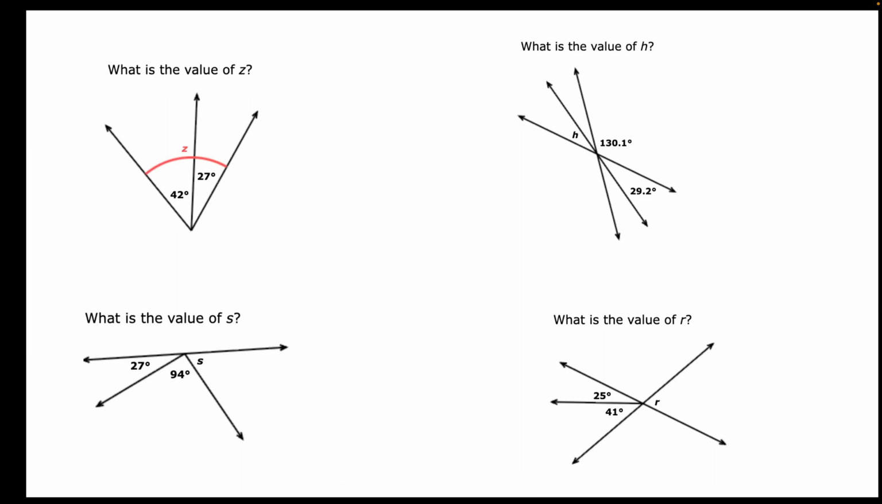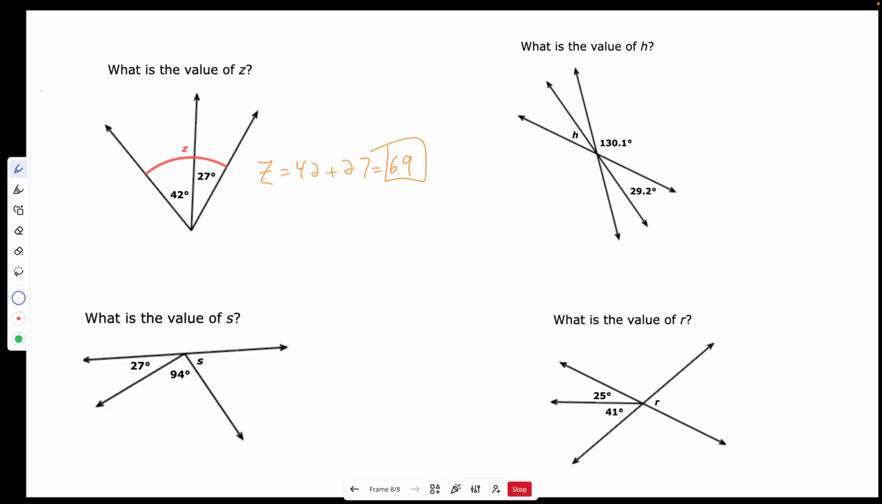Okay, now that you've had time to work these problems, let's check your solutions. For the first problem, you should have realized that z just means add those two angles together, which gives you 69. For the second problem in the top right, you should have just gotten 29.2. And a quick note about this problem. There's a lot of lines, there's angles, there's a couple numbers. But again, always look for vertical angles. So when we look at these lines here, I know that this and h have to be the same number, so it's just 29.2.